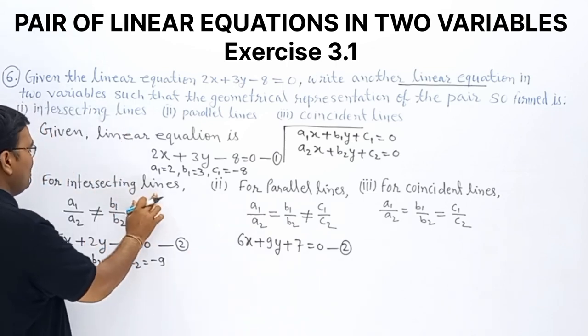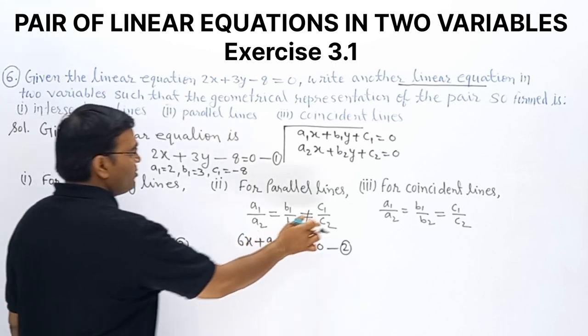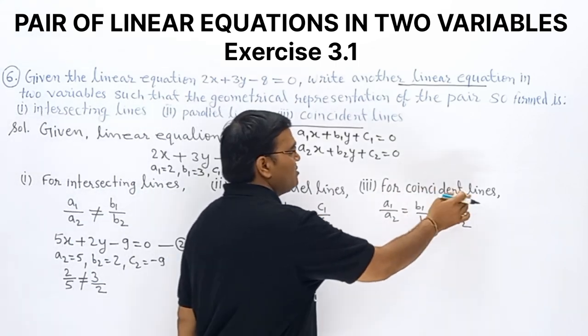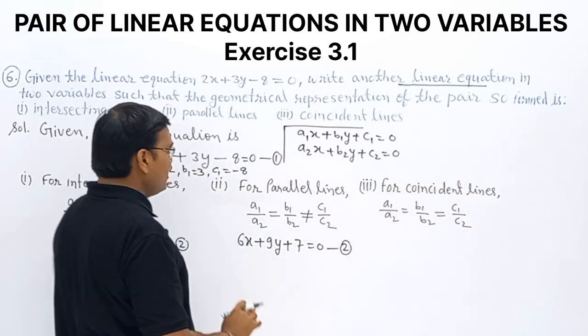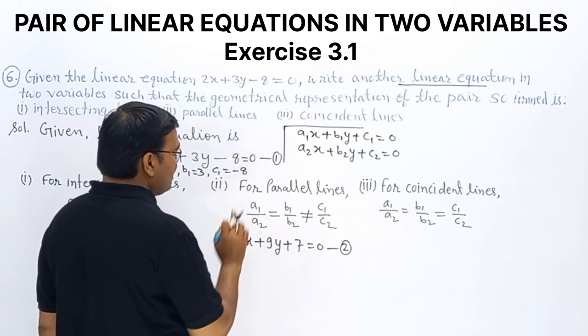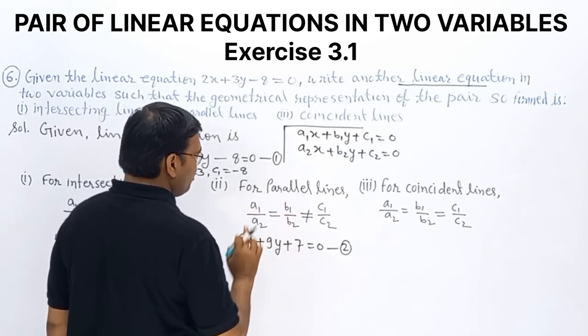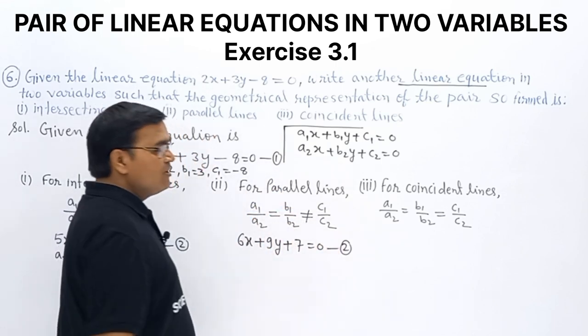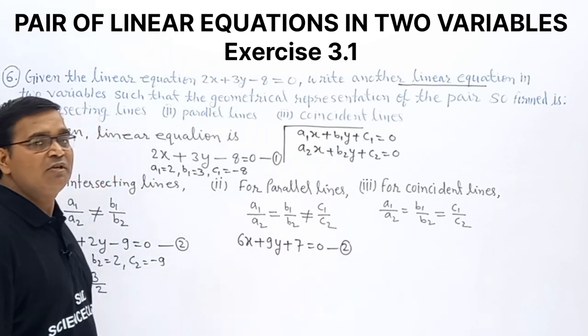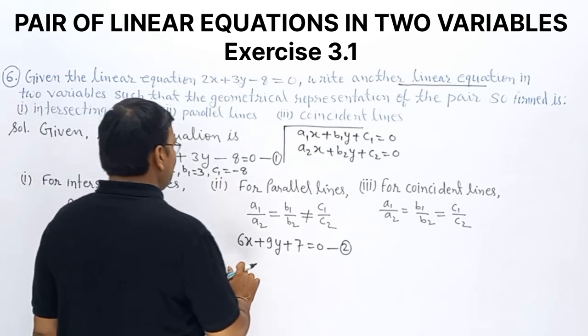We know well that for intersecting lines this is the condition, for parallel lines this is the condition, and for coincident lines this will be the condition. Now for parallel lines, a1 upon a2 should be equal to b1 upon b2. So I am taking this as a linear equation in two variables, and I am checking whether it is correct or not.